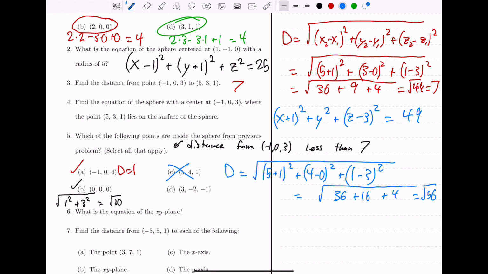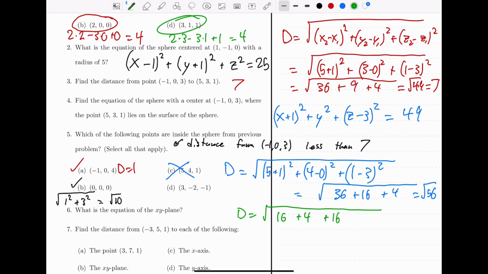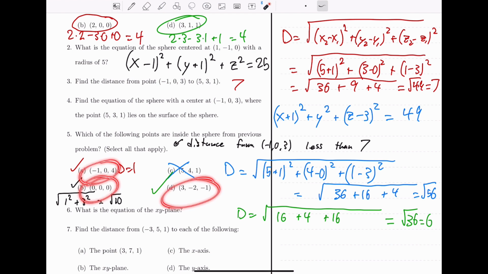Let's look at point D. Here we have the point 3, negative 2, negative 1. We play the same game. We want to find the distance from this point to the center of the sphere and see if that distance is less than 7. So we set up the distance formula once again. Distance equals square root of, let's do this a little bit quicker. 3 minus negative 1, that'd be 3 plus 1 is 4. 4 squared is 16. Negative 2 minus 0 is just negative 2. Negative 2 squared is 4. Negative 1 minus 3 is negative 4. 4 squared, 16. So we have 16 plus 16, that's 32, plus 4, that's 36. Yes, so we have the square root of 36, which is 6. That's a distance of less than 7. So this point as well is on the interior of the sphere. So we have 3 points that are inside the sphere, 1 point that is not.